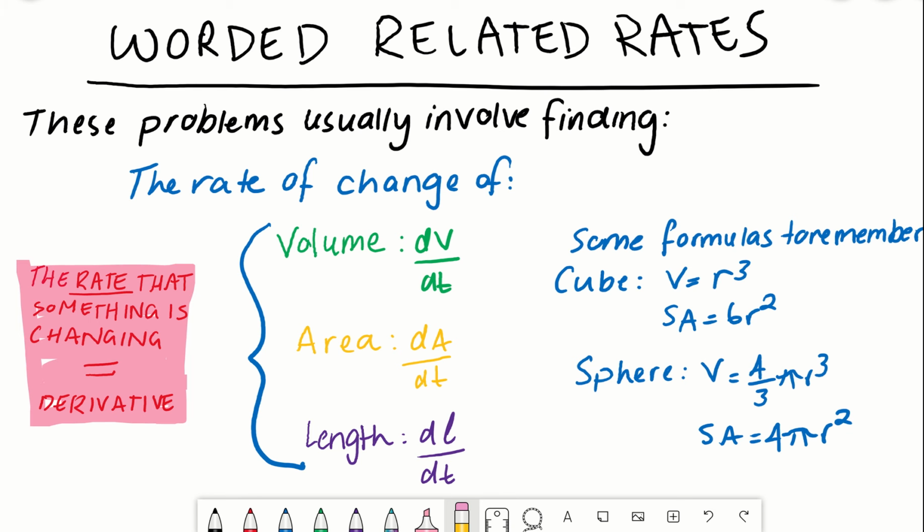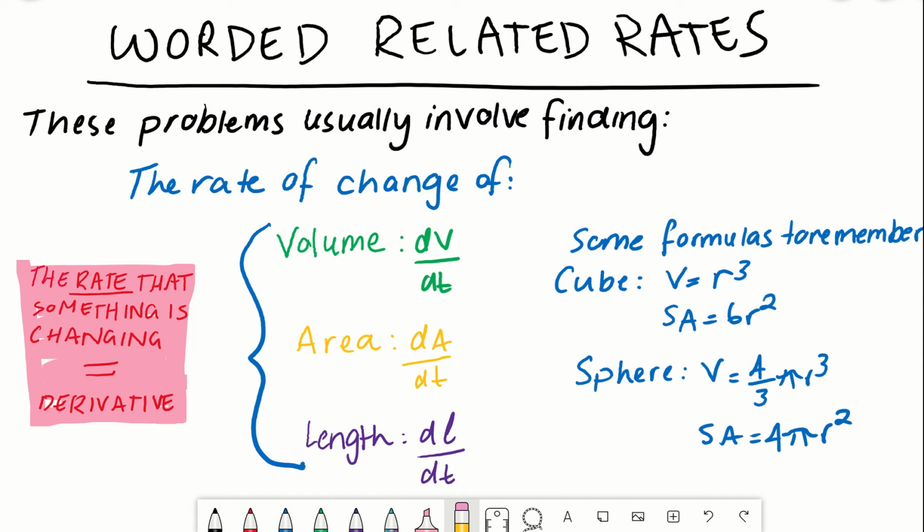Hey guys, we're looking today at worded related rates. So we're taking what we learnt last lesson where we revised some related rates just using the chain rule, and now we're adding some worded problems. So it definitely steps up a notch here.